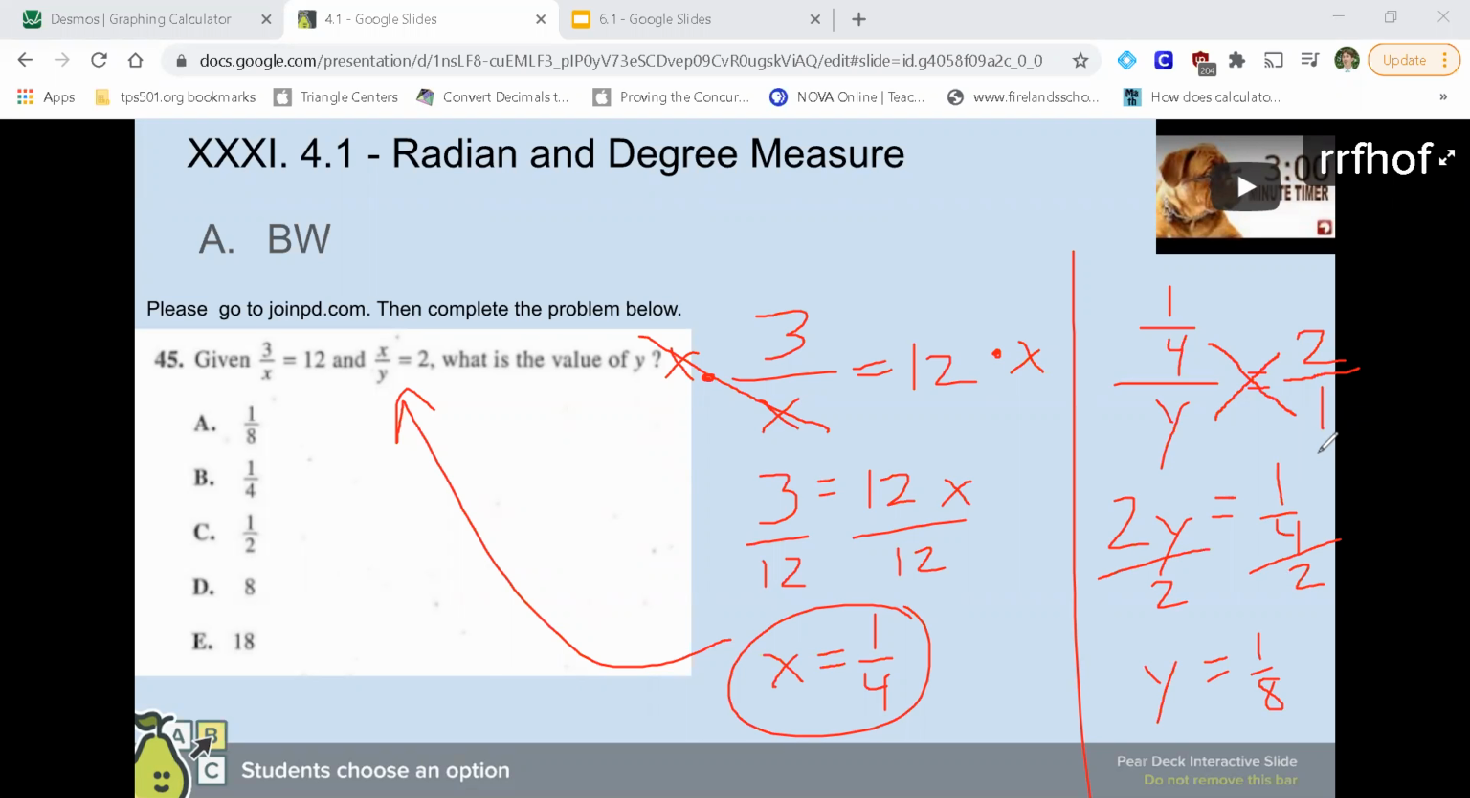Because we don't like fractions within fractions, to fix that, we multiply by the denominator. And on the top, the 4's cancel, leaving you with 1. And on the bottom, 2 times 4 is 8. So the answer is A.